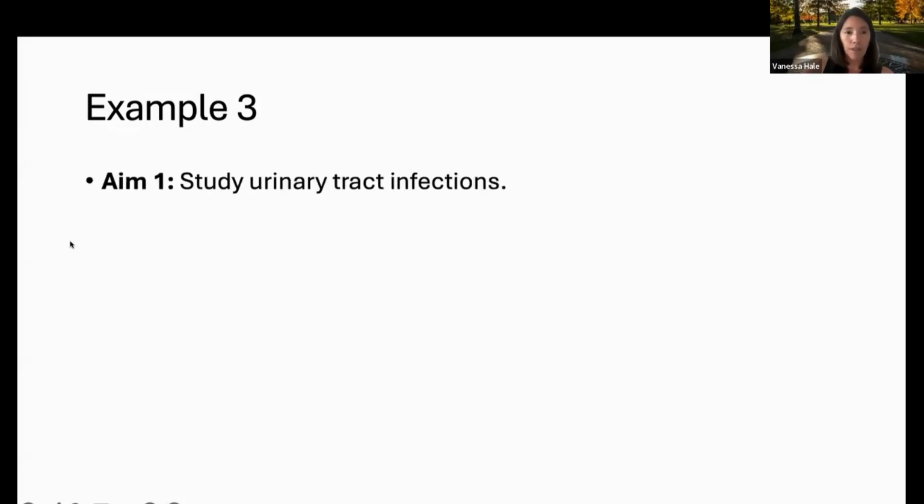Welcome back, everyone. What we're going to do is go through some of these aims. We probably won't have time for all of them, but I'm going to try to catch a couple at the various levels of these aims. There were at least one or two groups on all aims. So if someone from any of the groups that had these aims wants to chime in, or anyone else, you are absolutely welcome to. So example 3 was study urinary tract infections.